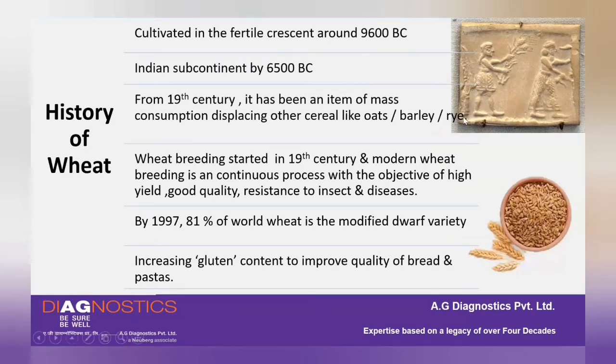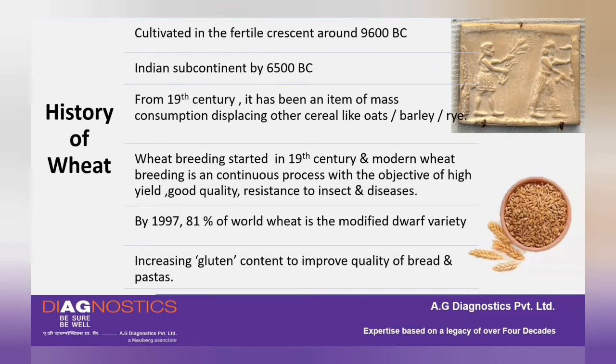The earliest wheat was cultivated almost 10,000 years ago. And in the Indian subcontinent, it is being cultivated for over 7,000 years now. From the 19th century, it has become an item of mass consumption, thereby displacing other cereals like oats, barley, rye. And wheat breeding started in the 19th century, and modern wheat breeding is a continuous process. What I mean by breeding is that there is an ongoing effort by genetic modifications to bring out a crop which has a higher yield than earlier, good quality, and resistance to insects and diseases.